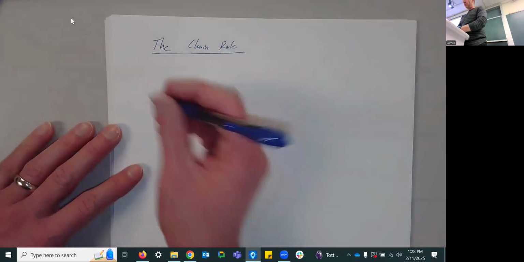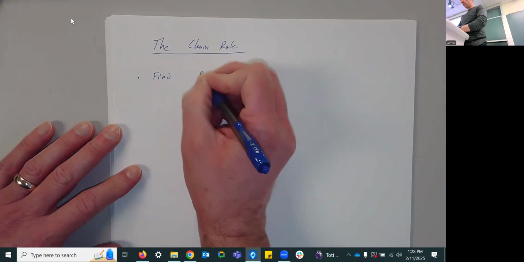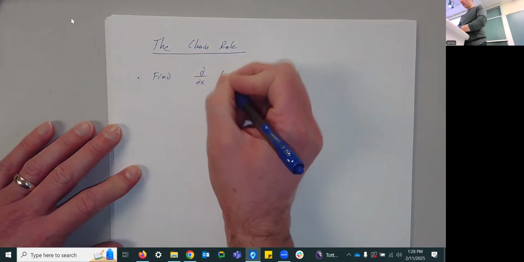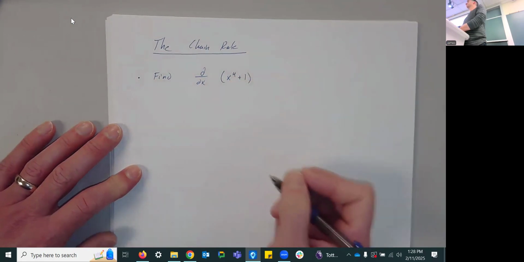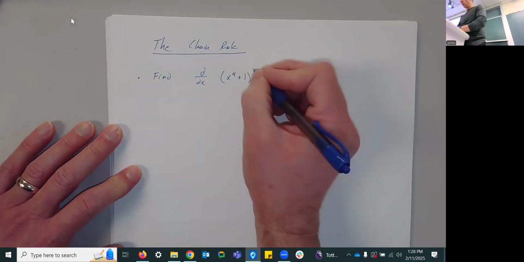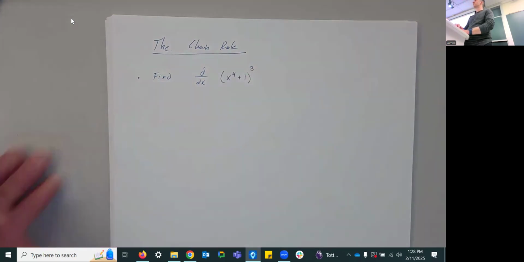Let's start with an example. Let's say that we want to find the derivative of x to the fourth plus 1, let's say cubed. We didn't do this already, did we? I don't think so. No. Okay. I'm sorry. I feel like I did this example with someone recently, and so it's hard to remember exactly. All right, so we're going to do this two ways.